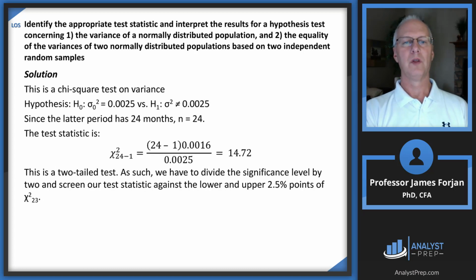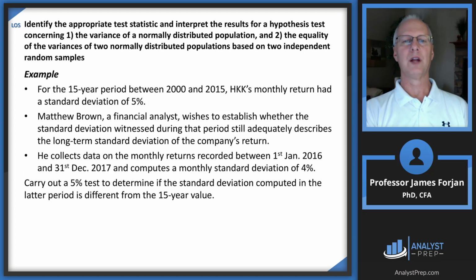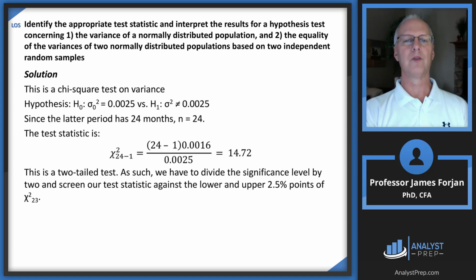So there's our hypothesis that the variance is equal to 0.0025, which is the 5%. The standard deviation is 5%, so you do 5 squared, which gives you 0.0025. With 24 months, n is 24, so that's the sample that is being tested.